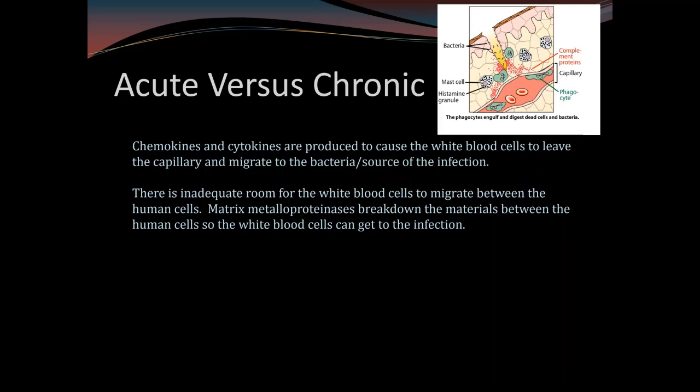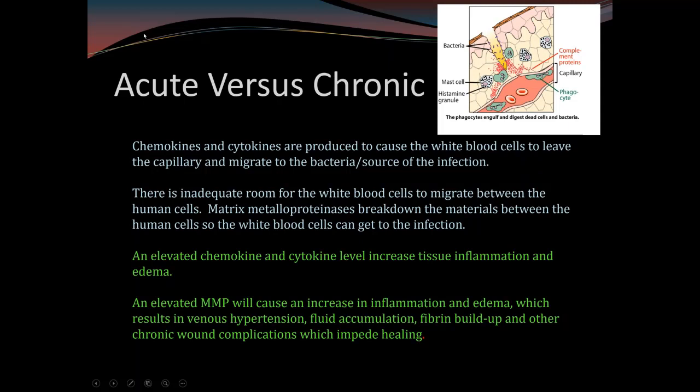So if we don't clear that up, we elevate the chemokine and cytokine levels, and that increases the tissue inflammation and the edema, and we have red swollen gums because all these elevated matrix metalloproteinases continue this edema process where you end up with venous hypertension, fluid accumulation, fibrin buildup, and you now have a chronic periodontal condition. This is why we haven't been able to correctly eradicate periodontal disease, because wound debridement, which is what scaling and root planing is, is just one part of the steps that are necessary to treat chronic wounds.